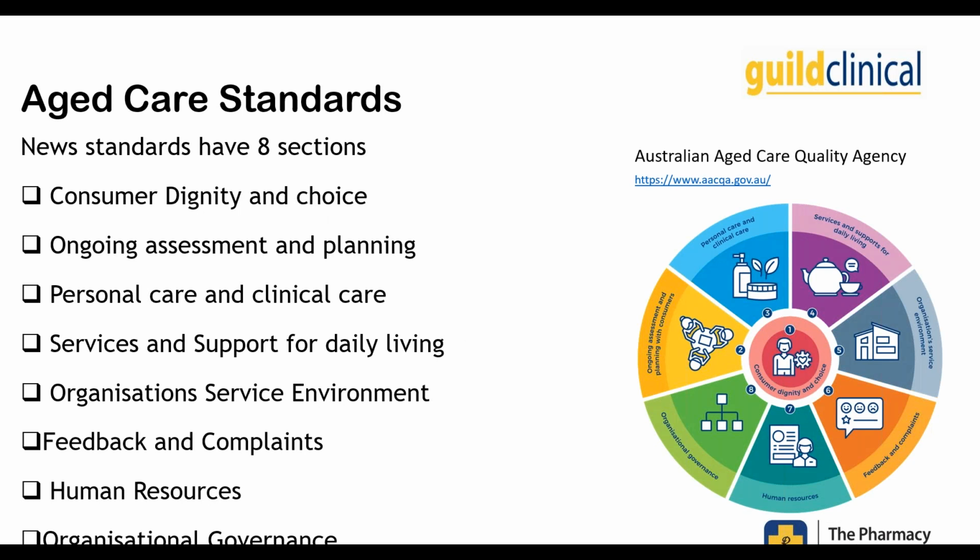Just a very, very quick word about aged care standards. The new standards have 8 sections. The first one is consumer dignity and choice, then ongoing assessment and planning, personal care and clinical care, services and support for daily living, organisational service environment, feedback and complaints, human resources and organisational governance. Each of them has quite a large number of pages to cover.